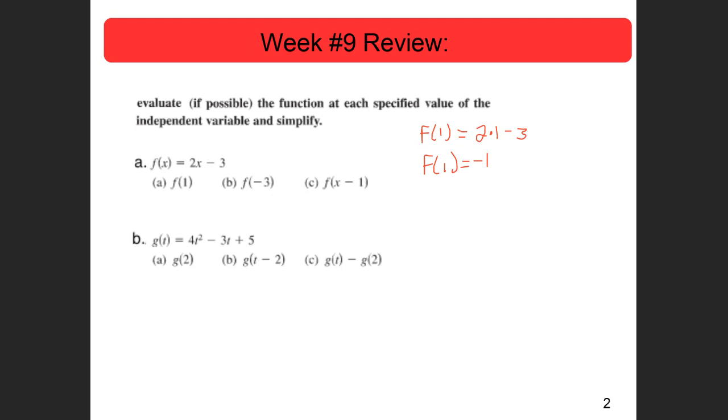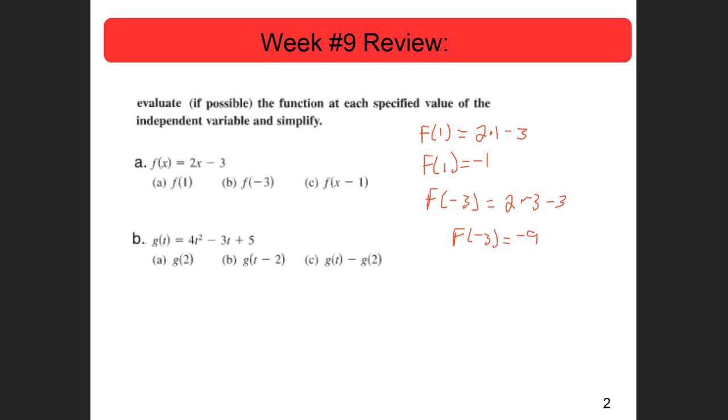If I want to know what f of negative 3 is, I do the same thing. I put negative 3 in for x, so this would be 2 times negative 3 minus 3. So this would be negative 6 minus 3, so f of negative 3 should equal negative 9.